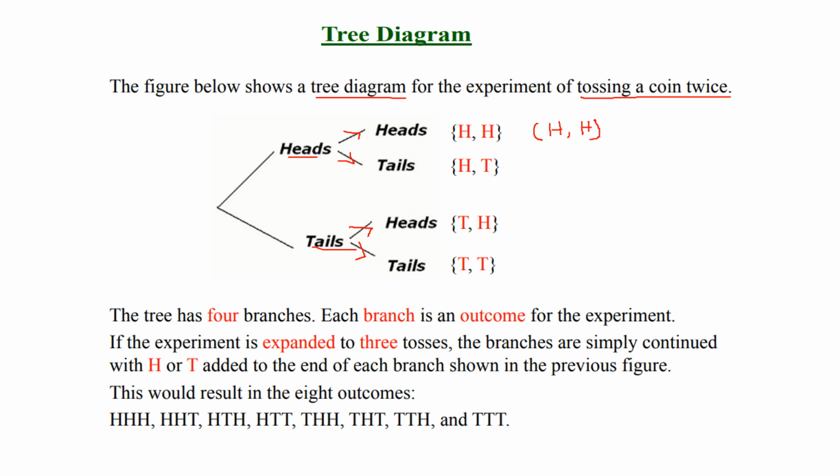Okay, and similarly for tossing a coin 3 times. So these are the sample space. I already explained, so we need to extend the branches again for each event. So HHH, HHT, HTH, HTT, THH, THT, TTH, and TTT.